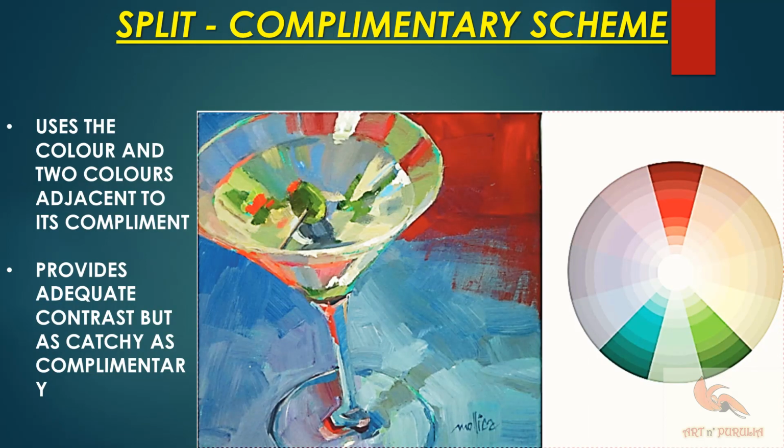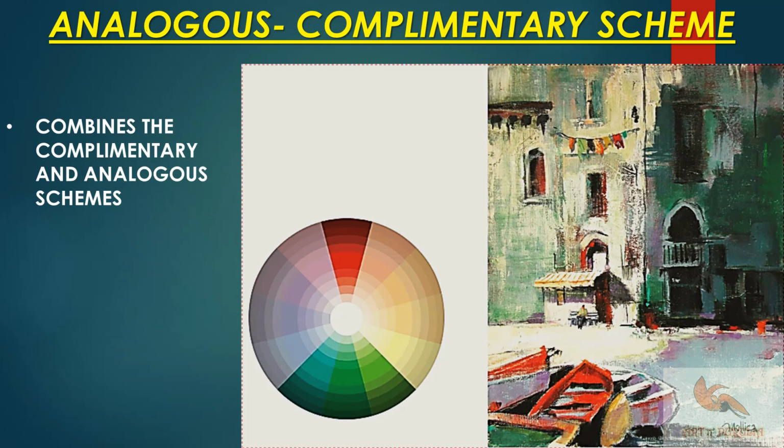Split complementary scheme. The scheme is made up of a color and two colors adjacent to its complement. It provides adequate contrast but is less contrasting than the complementary scheme. Analogous complementary scheme. This combines the analogous and complementary and provides an excellent harmony of colors.